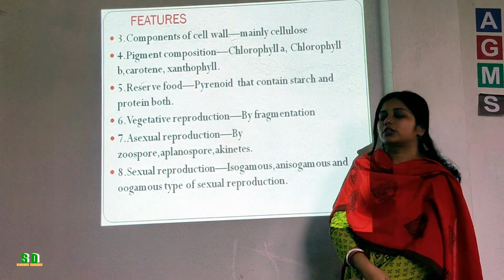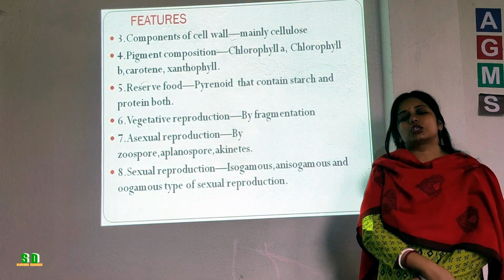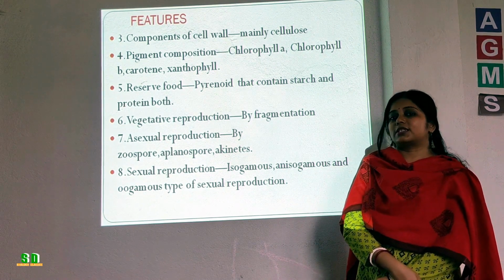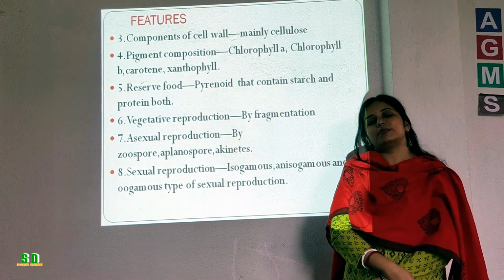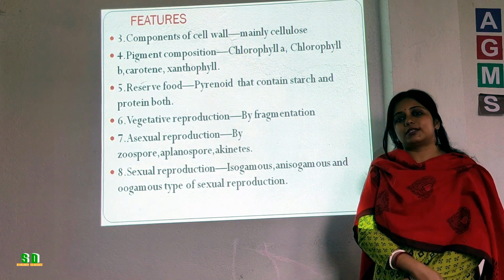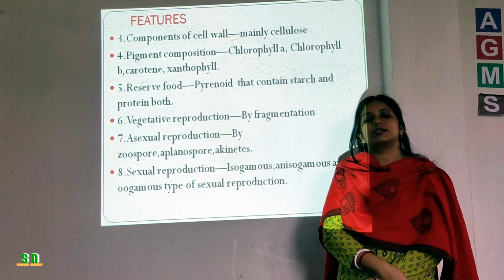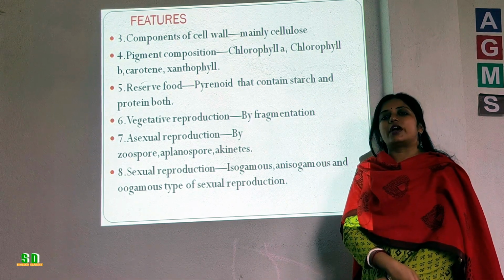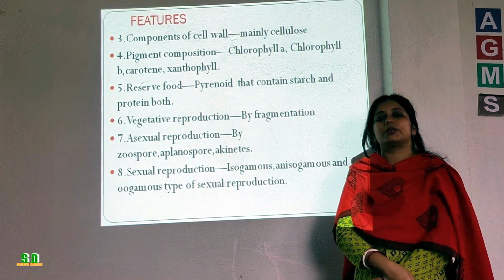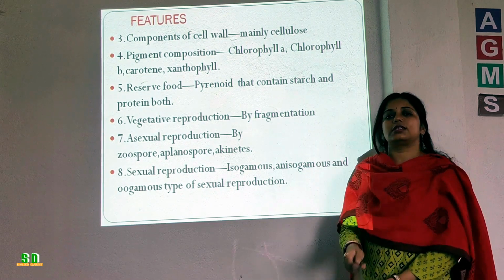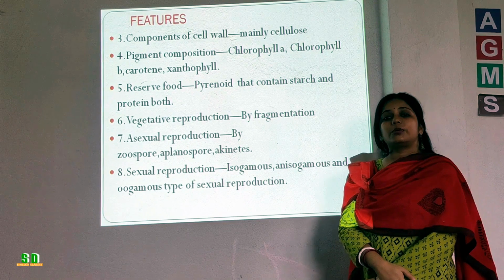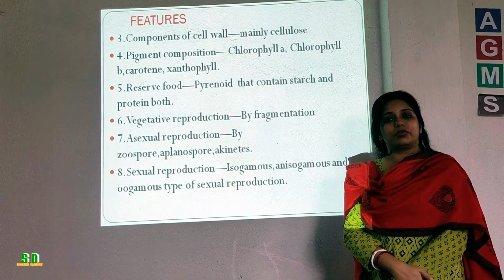Now we will know about the components of the cell wall. Algae are the simplest members of the plant kingdom. So basically their cell wall is made up of cellulose. In some other groups we will find some other components, but here the cell wall is made up of cellulose. What kind of pigment is present in the green algae?